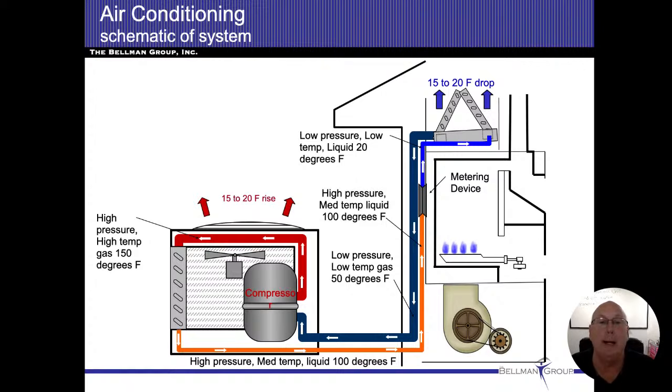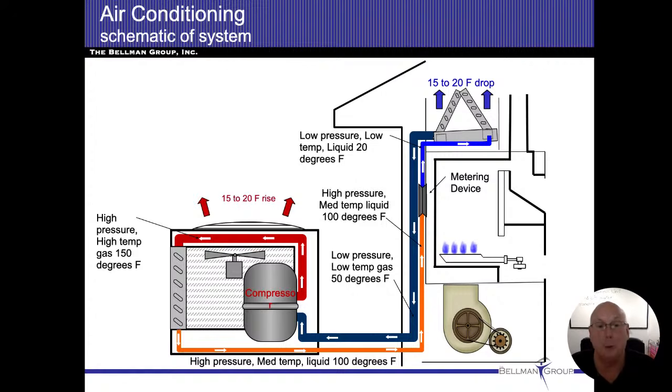As we look at the drawing, any of those lines that are thicker, those are going to be gas lines. Any of the lines that are skinny, those are going to be liquid lines. So the compressor, we come out of there, it's high temperature, high pressure, and it's a gas. It goes through our coils. We discharge the heat, we convert to a liquid. We're still high pressure. Our temperature is dropped, so we're medium temperature, and we're a liquid, so roughly about 100 degrees.